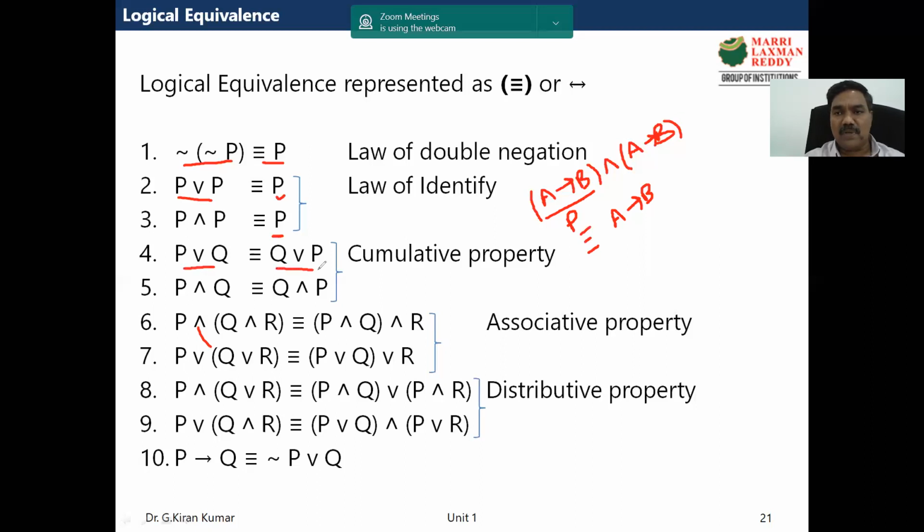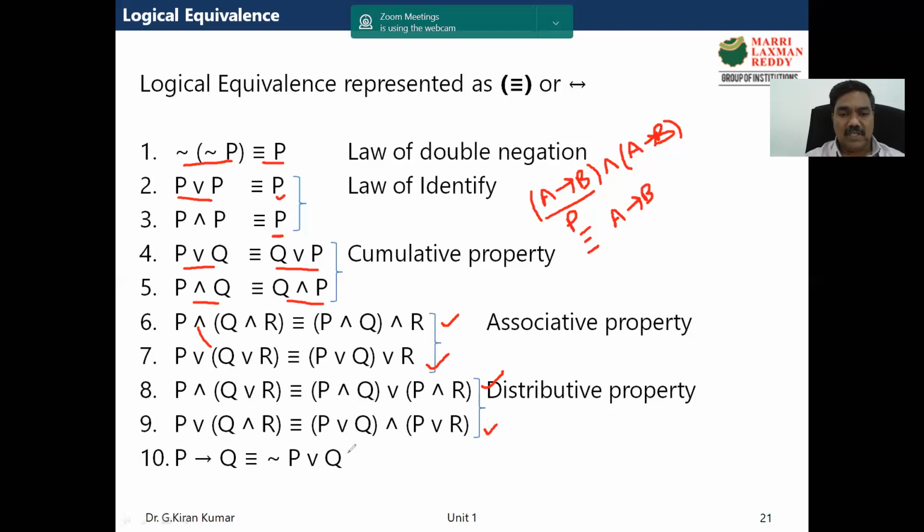Okay, then the law of commutative, or commutative property: P or Q is logically equivalent to Q or P, that is with respect to OR, and P and Q is logically equivalent to Q and P. So these two come under the commutative property. Then the associative property: you know that P and Q and R is logically equivalent to P and Q and R with brackets regrouped, and with respect to OR, P or Q or R is logically equivalent to P or Q or R regrouped. Next, the distributive property: P and Q or R is logically equivalent to P and Q, or P and R. Next one is the distributive property: P or Q and R is logically equivalent to P or Q, and P or R.